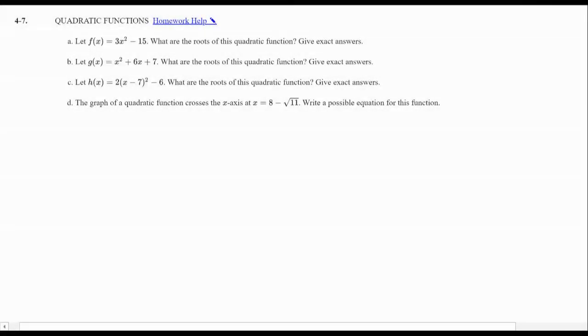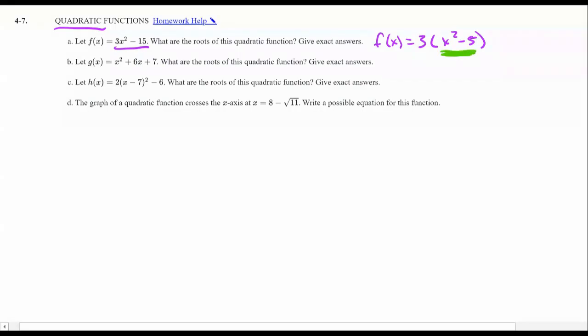All right, so let's deal with some quadratic functions, meaning x squared. So the first one, what are the roots of this quadratic function? First thing here, I'm going to find the greatest common factor and pull that out. What that gives me is x squared minus 5. And remember, roots are what make the whole equation 0.